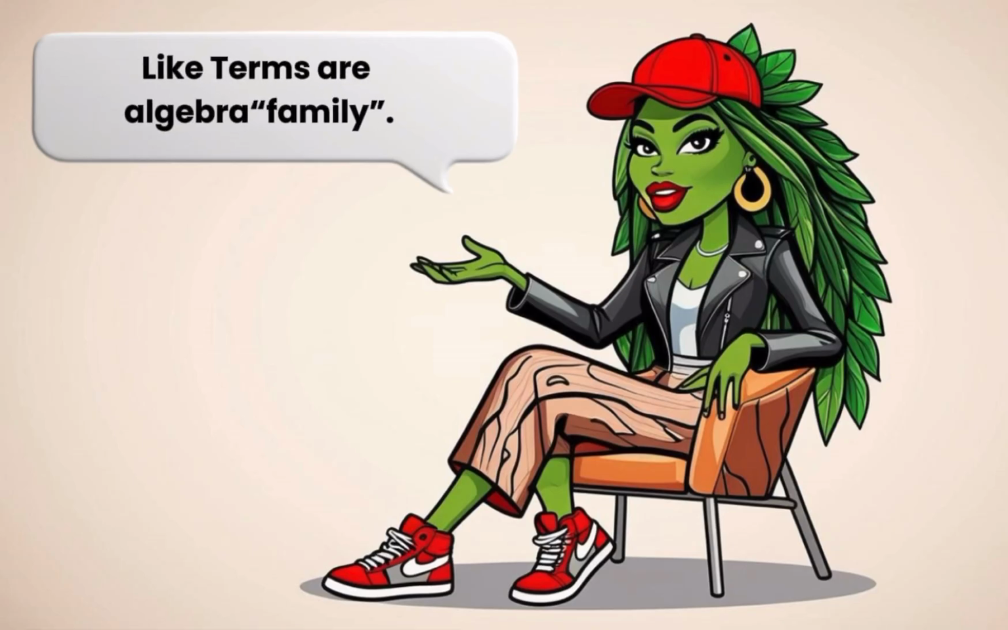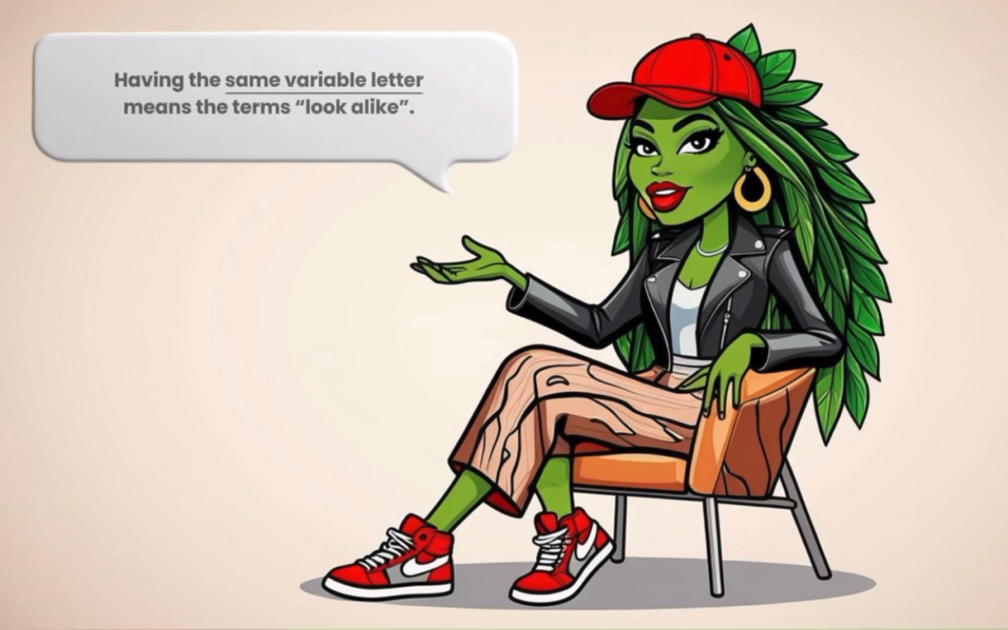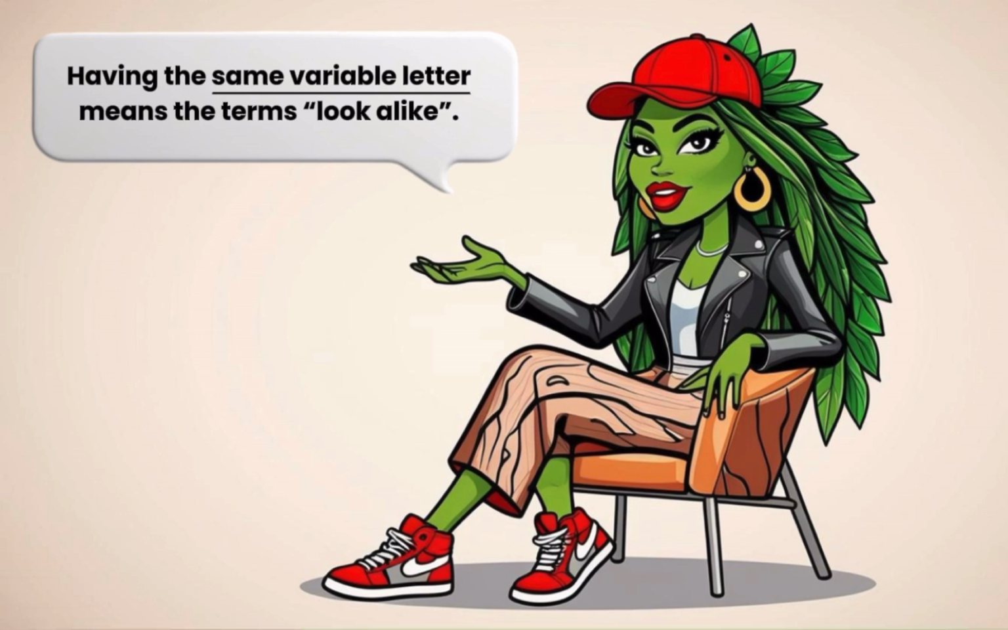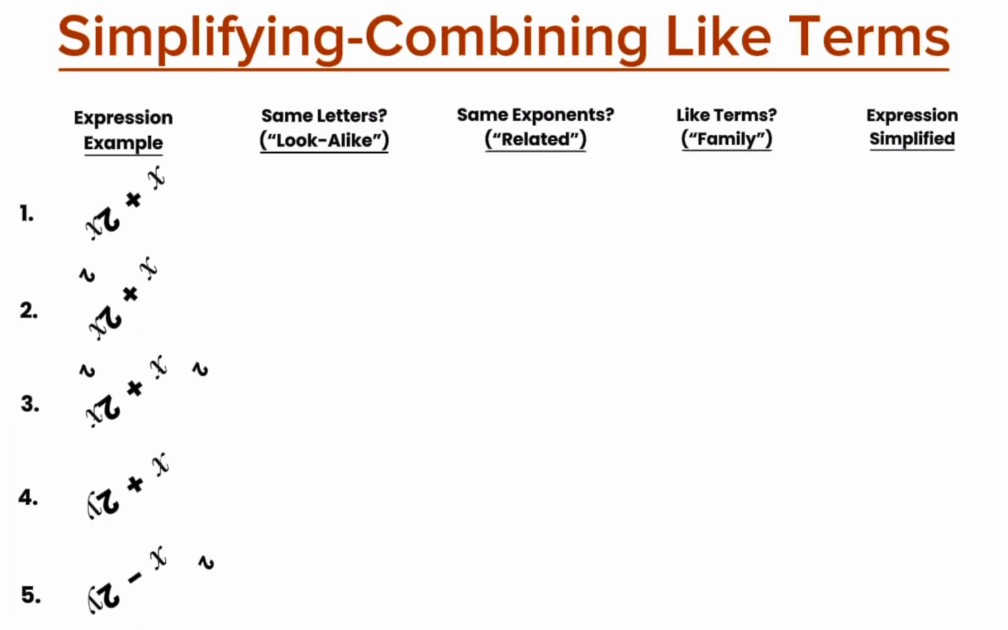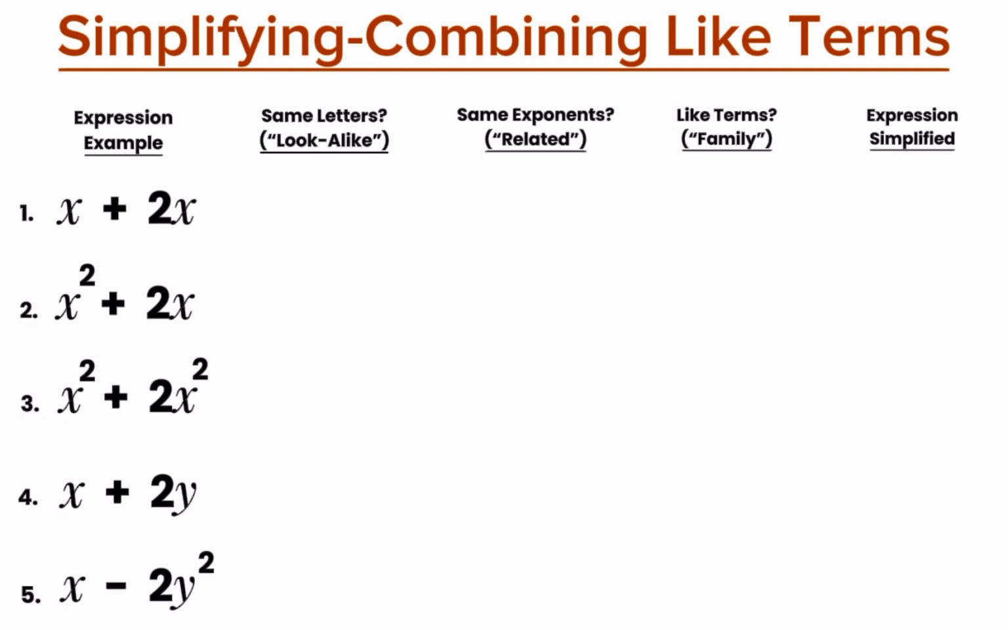Use your imagination and think of it this way. Like terms are family members in algebra. They are related and they look similar. Having the same letter means terms quote-unquote look alike. And the unknown variable of those terms having the same exponent means they're quote-unquote related. So check this out. Let's apply this family idea to these examples here. When terms are in the same quote-unquote family, they are like terms and they can be added and subtracted together.